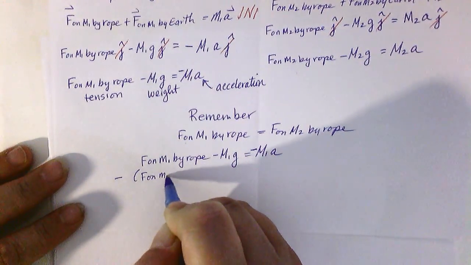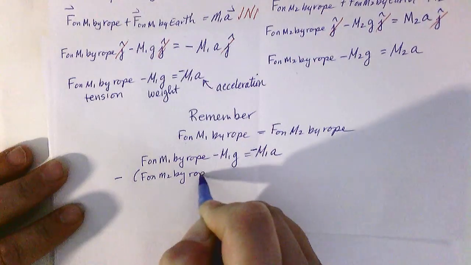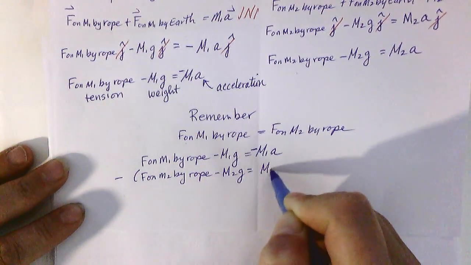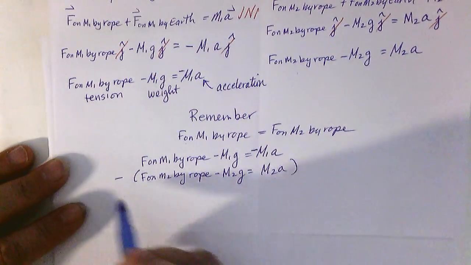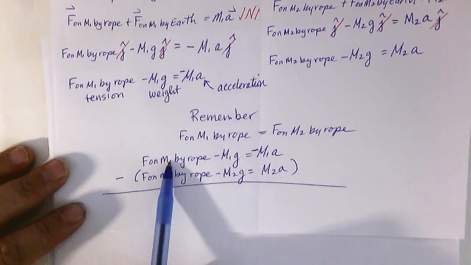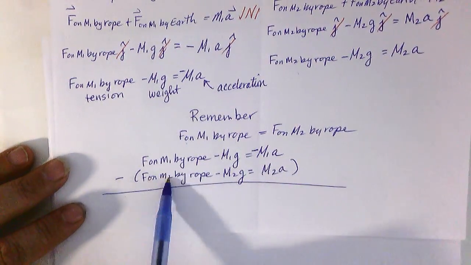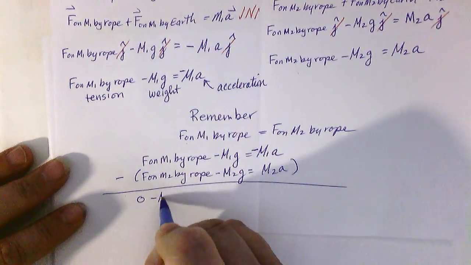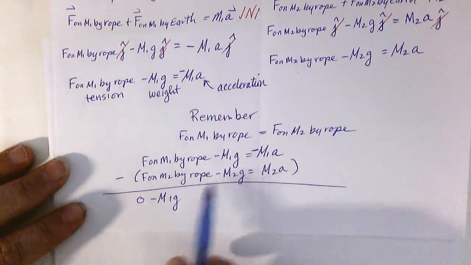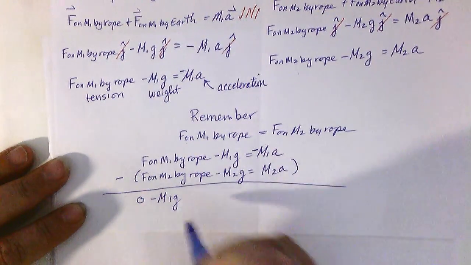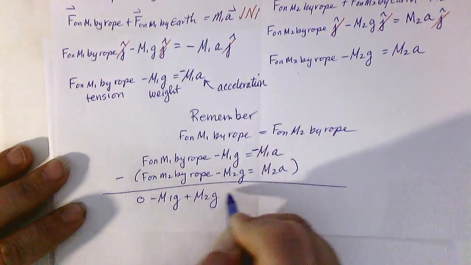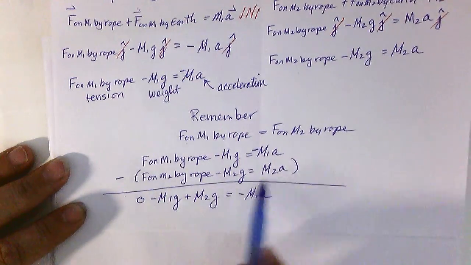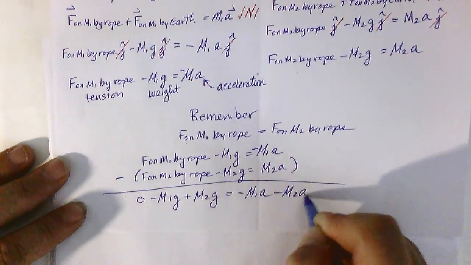Okay, and now I'm going to subtract this second equation: F on M2 by rope minus M2 G is equal to M2 A. But I'm subtracting the whole equation. So force on M1 by rope minus force on M2 by rope gives me 0. And then I get negative M1 G. Here I get a negative and a negative, I get plus M2 G is equal to negative M1 A minus M2 A.